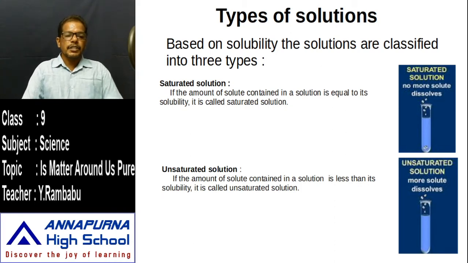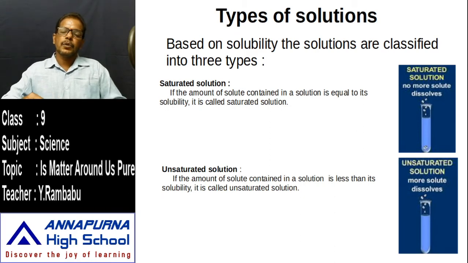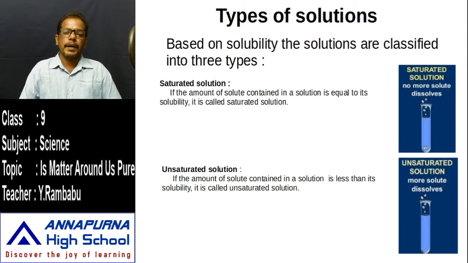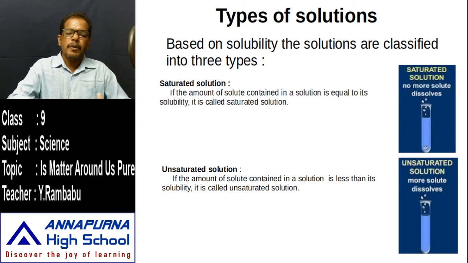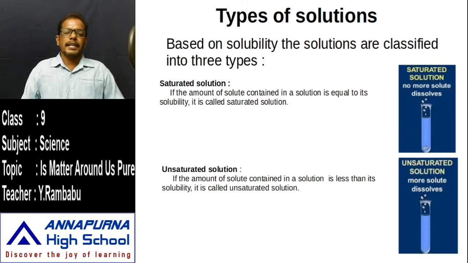Observe the unsaturated solution. Do you find any undissolved component at the bottom of the test tube? No. It means the amount of solute contained in the solution is less than its solubility. That means it has the ability to dissolve some more sodium chloride, but that amount of sodium chloride is not added. So the amount of solute present in this solution is less than its solubility. That is an unsaturated solution.